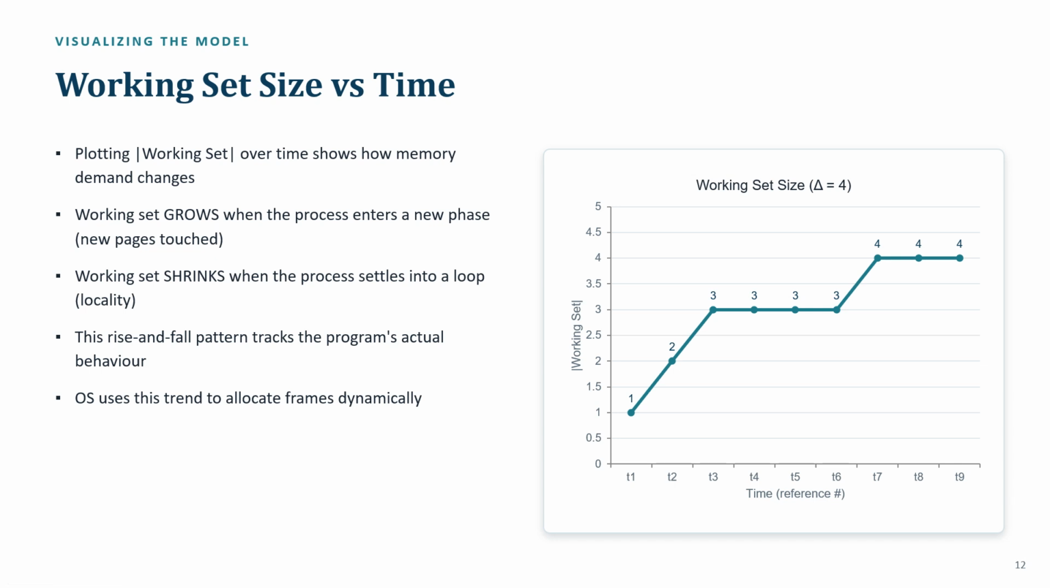The OS uses these trends to allocate frames dynamically. As you can see, the working set versus time reference graph is shown here, and we have a working set size of delta 4.